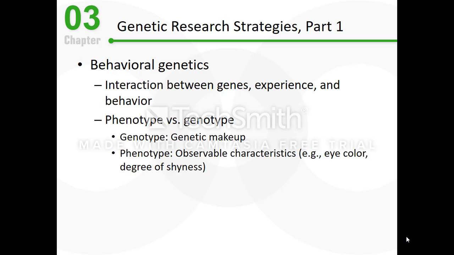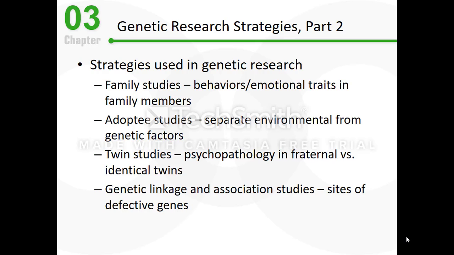This area in the field of behavioral genetics is a really hot area right now in psychology, looking at the interaction between genes, experience, and behavior. Genotype, genetic makeup, phenotype versus genotype studies, where we're looking at genetic makeup versus observable characteristics. And some of those genetic studies involve families, adoptees, twins, looking for those genetic links and association studies there.